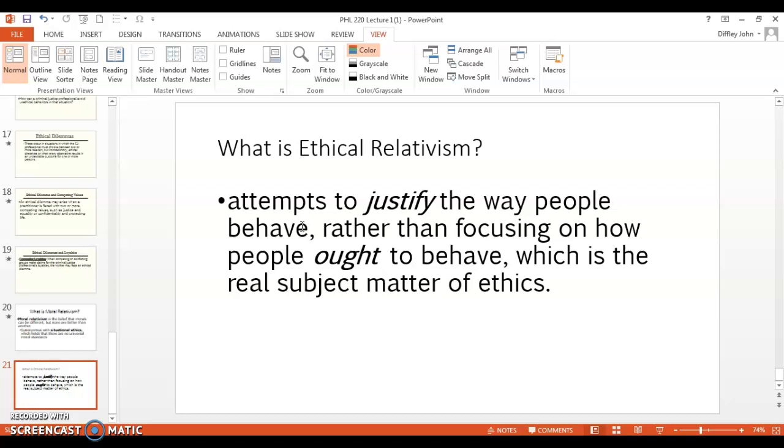Again, ethical relativism is very similar in this. What relativists are trying to do in many ways is to justify the way people behave rather than focusing on how they ought to behave, right? How we ought to behave is what we're supposed to do. Say we're supposed to do A, but we end up doing C, well, then we come up with ways to justify this or rationalize it. And you guys, I'm sure, know what I mean by this. As I'm sure people have experienced, people can justify just about anything if they really want to. And we're trying to avoid that. We're trying to find out the rules, how we ought to behave. That's what we're looking for.